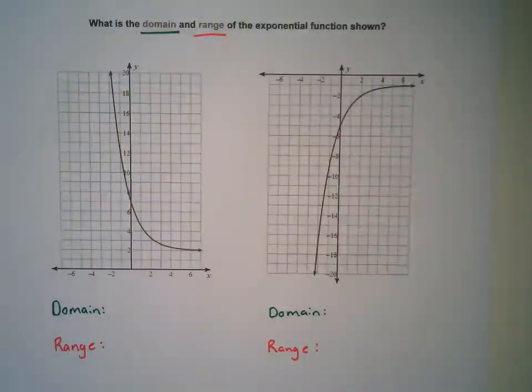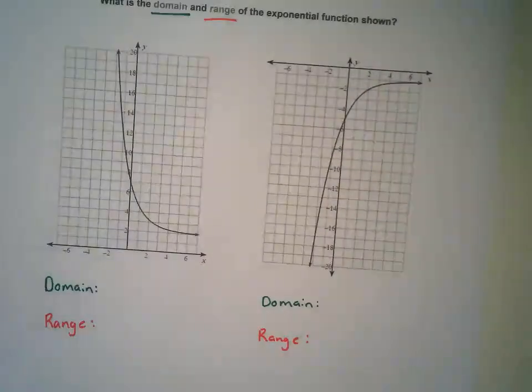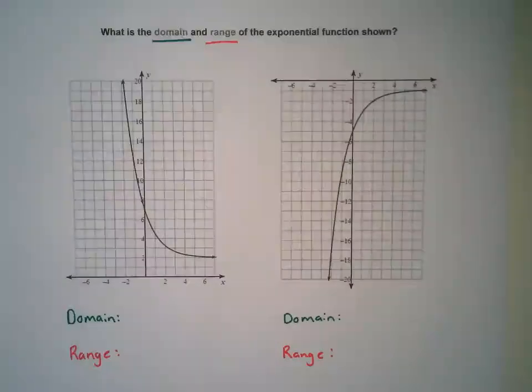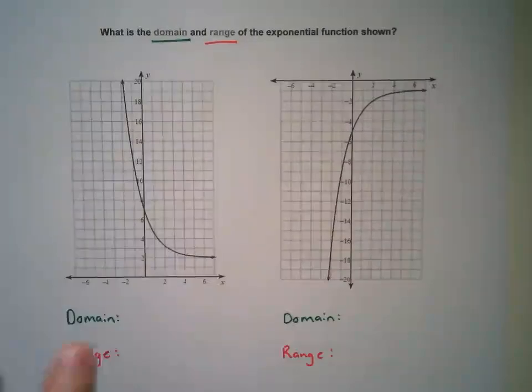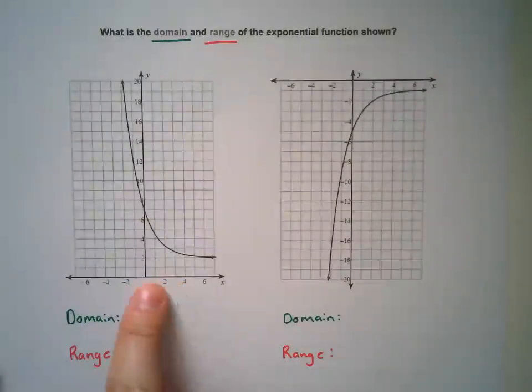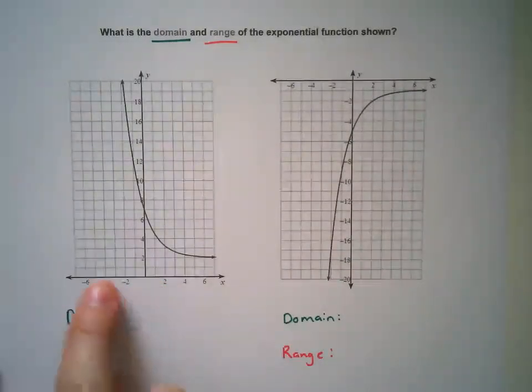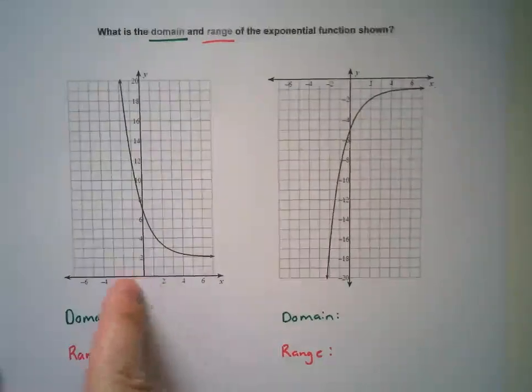So we need to understand what domain and range mean before looking at the graph. Again, domain is how far does the graph go left to right, and range, how far does the graph go from the bottom to the top. So domain is actually pretty easy with exponentials. It's kind of been what we've always put. The domain, how far left does this graph go?